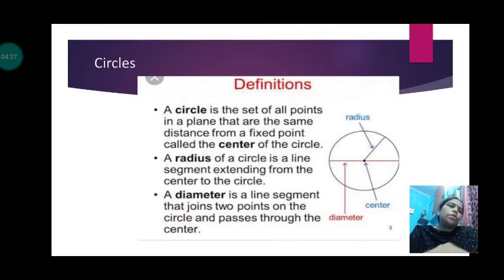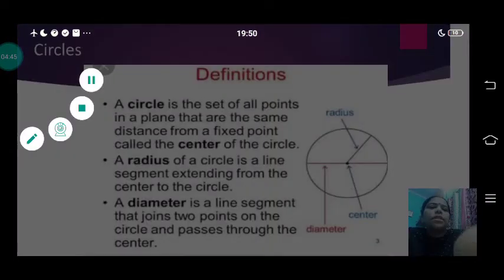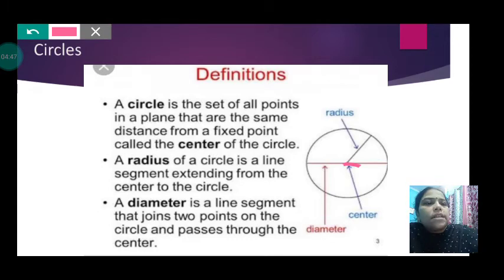Now let us discuss circles. A circle is the set of all points in a plane that are the same distance from a fixed point, called the center of the circle. Now, the center of the circle, what is it? First of all, let us see where the center of the circle is. So this is the center of the circle. And in this circle, if we put points on the circumference, or on the boundary of the circle, then what do we see?